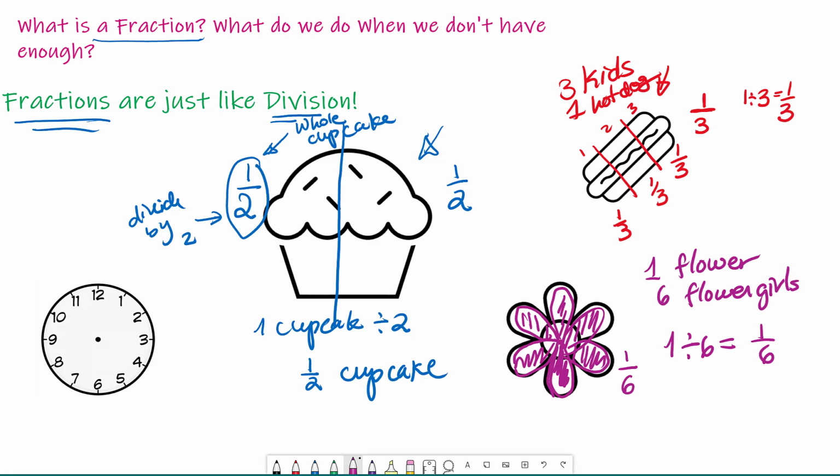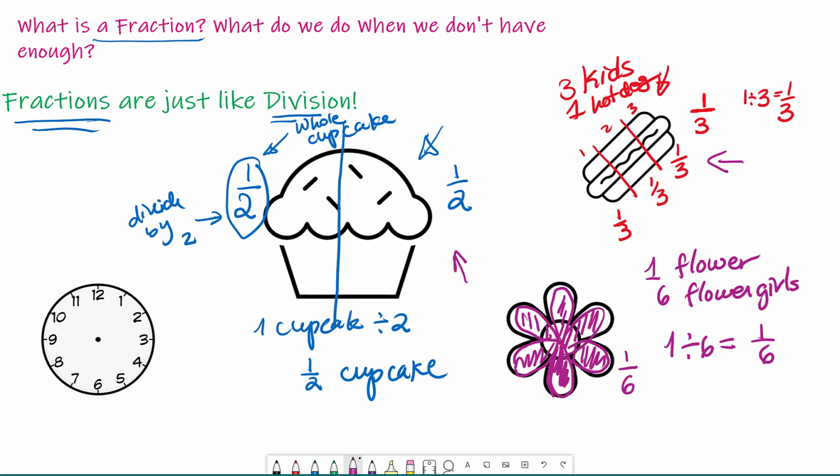So again, what we've done is we've divided equally. That is really the important thing. If we stop dividing equally, we can't call these fractions a sixth or a third or a half. They have to be divided equally.